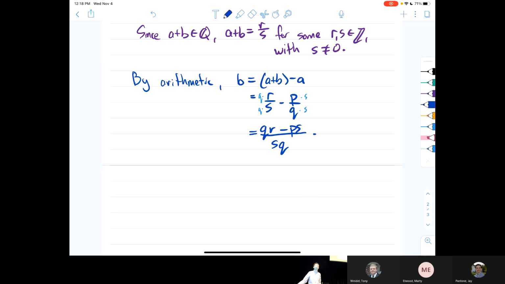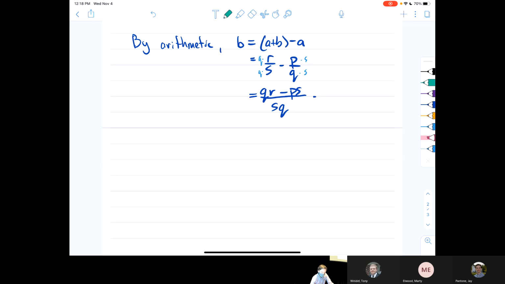We're not quite done yet, but we're pretty close. We've written b, which we're assuming is not a rational number, as something that looks like a rational number, but we have to be careful that we actually check that it's rational. Rational says the top is an integer, the bottom is an integer, and the bottom's not 0.